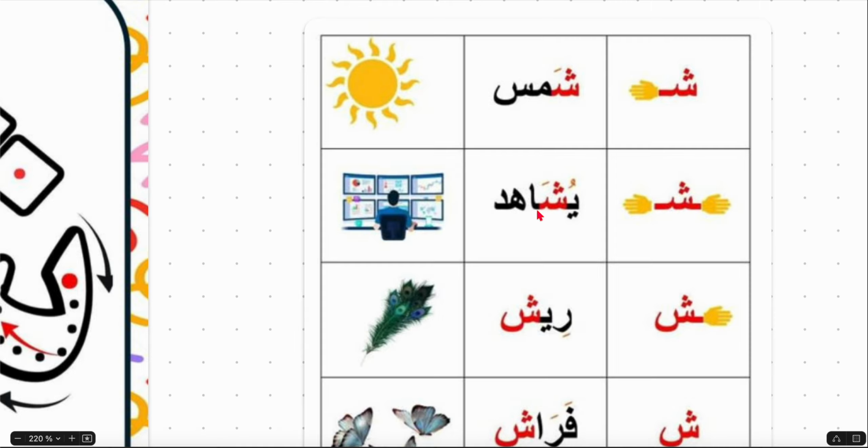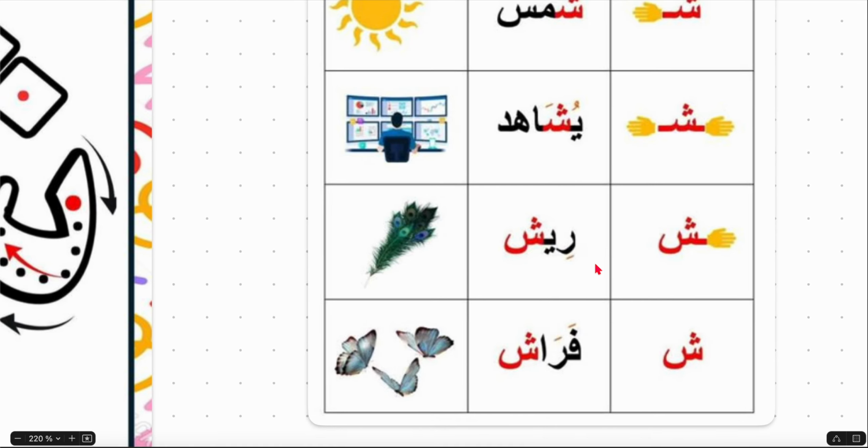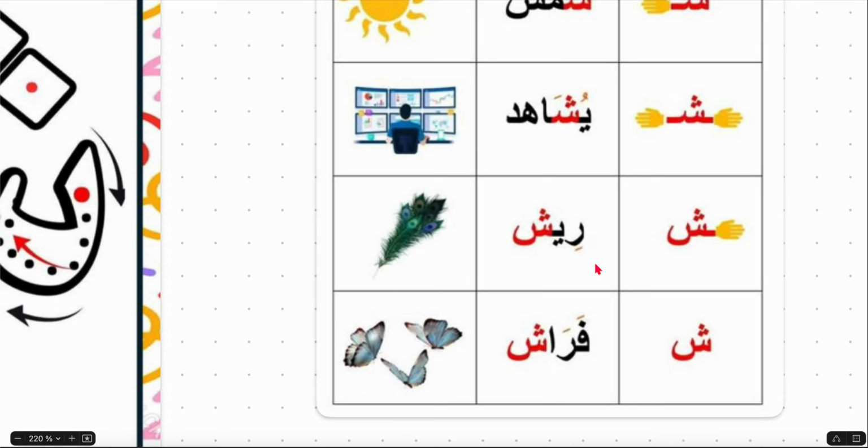And in the end of a word, it can be connected or not connected. Connected, it's like Rish. Rish has the letter Shin in the end of a word connected. Or not connected, it's like Farash, or Firash, which means a bed. Shin will be written in the public form, not connected to the letter Alif.